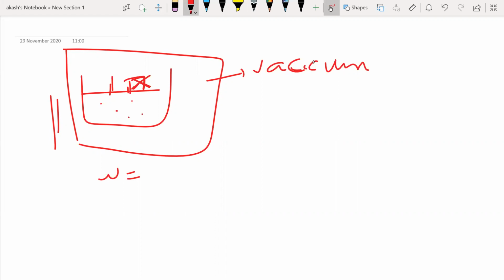How is it 0? Something to do with the pressure. Yes, something to do with the pressure. What happened in a vacuum? What is the external pressure? Zero, sir. Absolutely right. A vacuum has nothing, so P external is 0. So what will happen? W is also 0, because vacuum has no atmosphere, nothing.